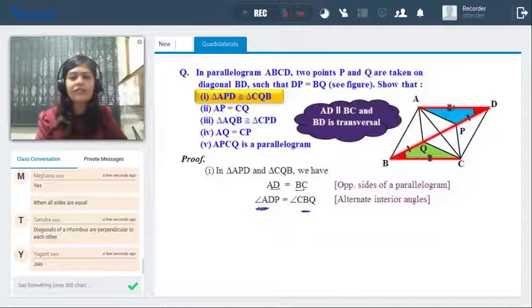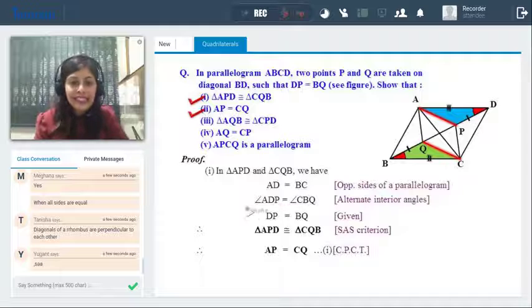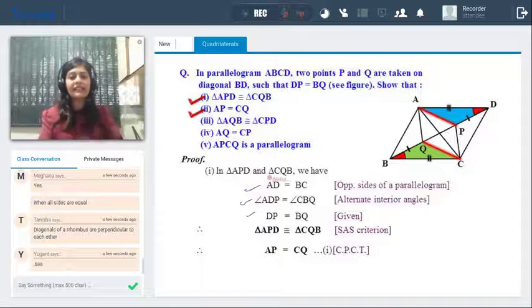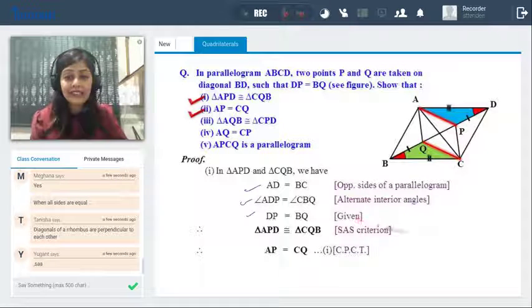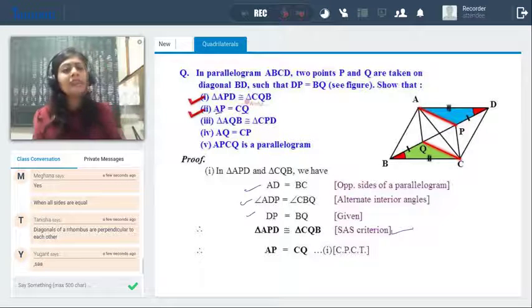And what else do we have? DP and BQ equal to each other. That was given to us, right? So what do we know? Since we have already got the three criteria, the two triangles are congruent by SAS test. Yes, by which test, students? By SAS test, the two triangles are congruent. Now quickly look at the next part. AP equal to CQ.